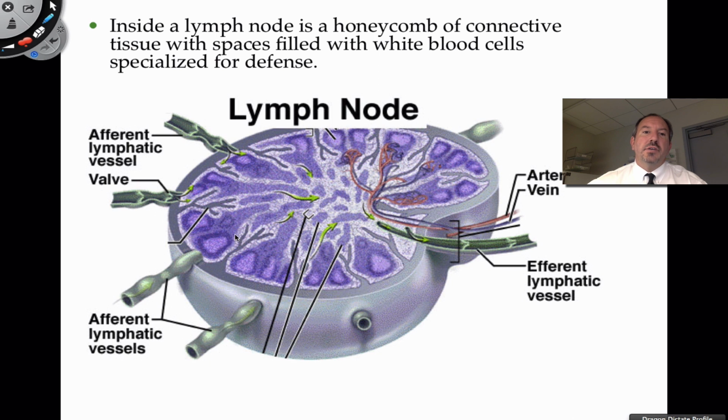And so what you can see here is there's many vessels that are entering into the node. And so just an anatomical term, afferent means a vessel that's allowing something to come in. So there's afferent lymph vessels that are bringing the lymph into the lymph node. And then there's one efferent or exiting lymph vessel that comes out, which helps to create higher pressure inside the node. Okay, and so each of these little germinal centers, as I was mentioning before, houses white blood cells, and so this is where all the bacteria are being destroyed.